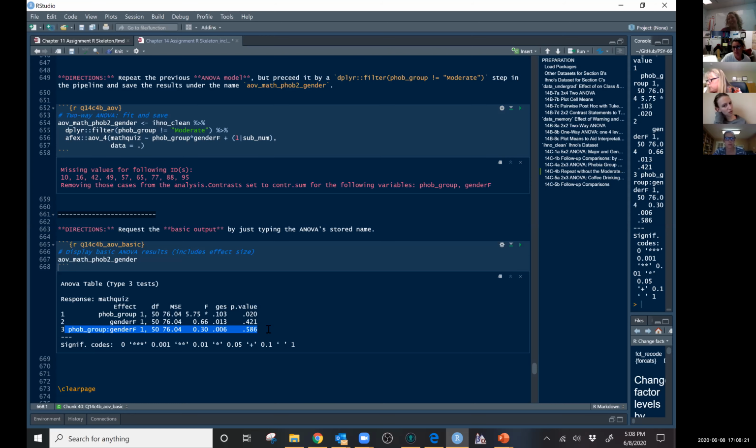It looks like the interaction isn't significant. Is the main effect of phobia group or gender, or both, significant? Check out gender. No. Looks like just phobia group is significant.